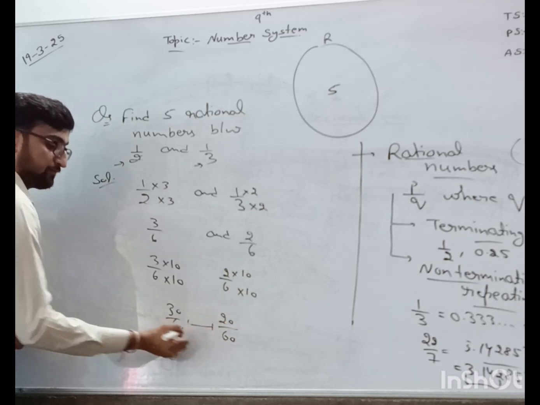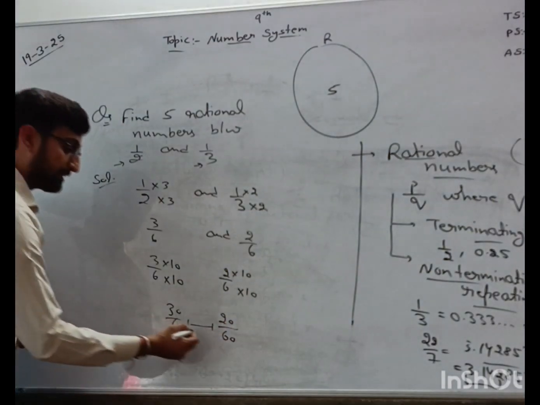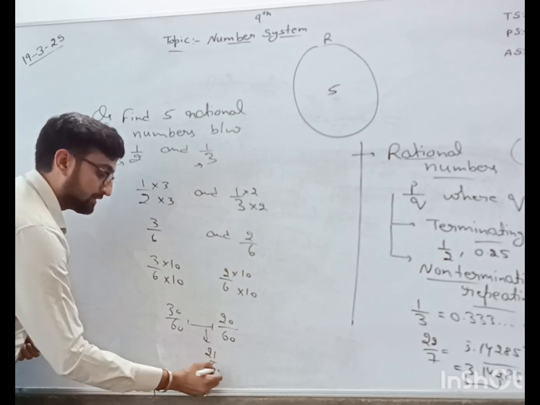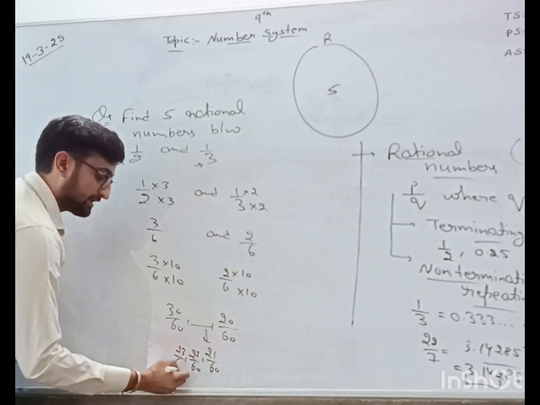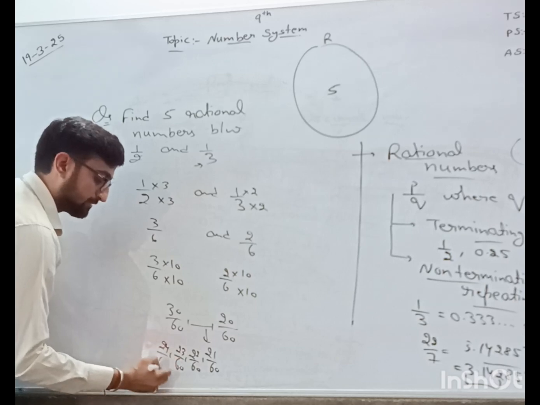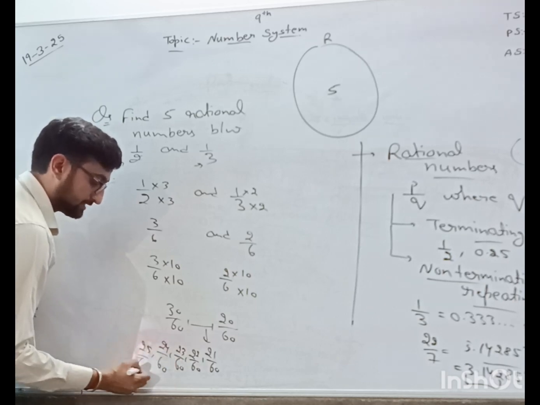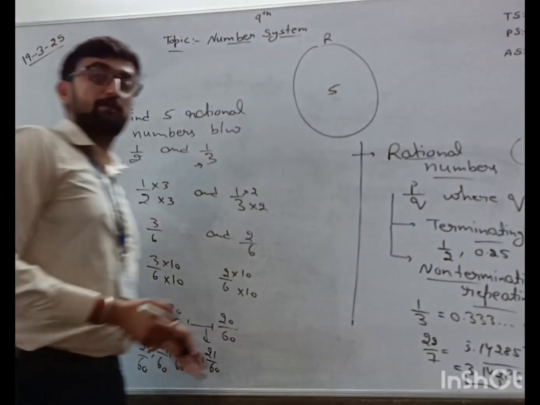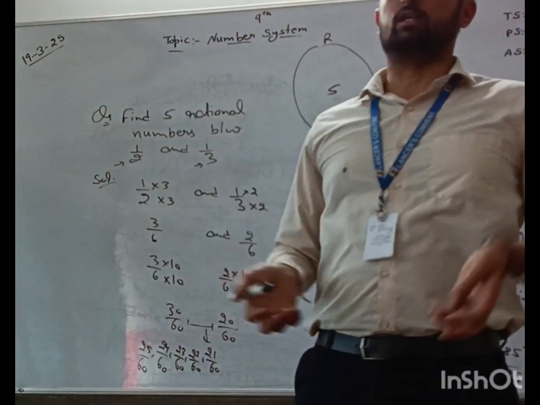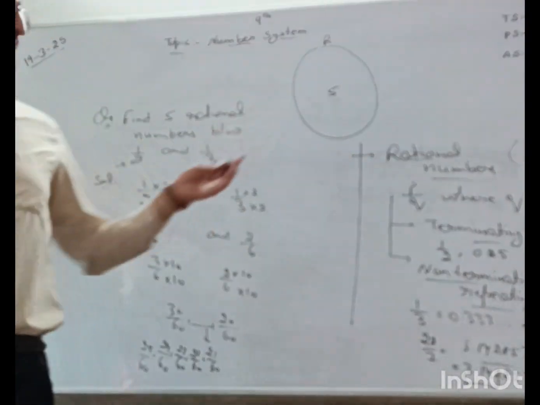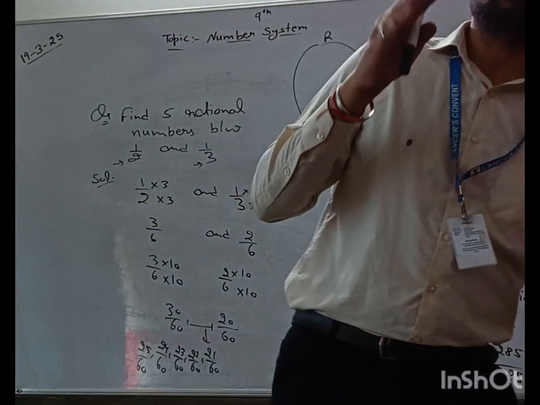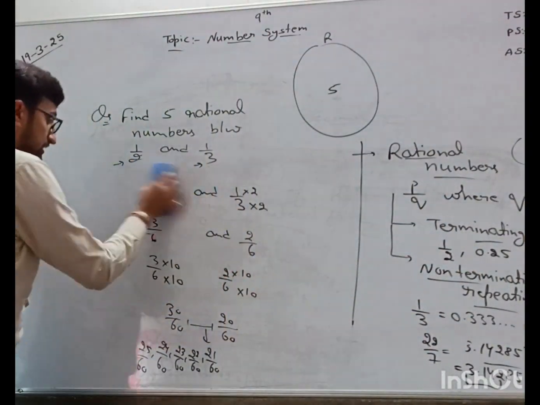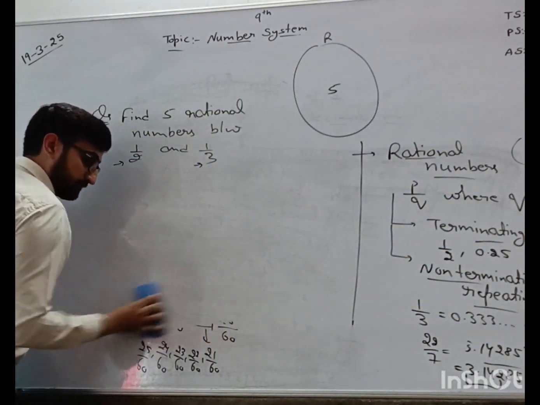So the numbers between 20 by 60 and 30 by 60 are 21 by 60, 22 by 60, 23 by 60, 24 by 60, 25 by 60. So that is how we can find two or more rational numbers between two rational numbers. We have one more way to solve such questions, which is easier than this concept.